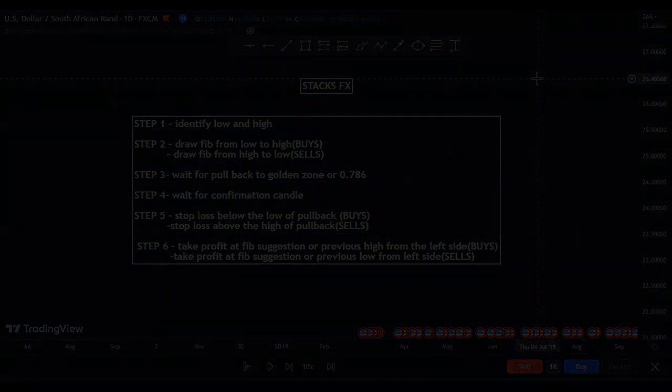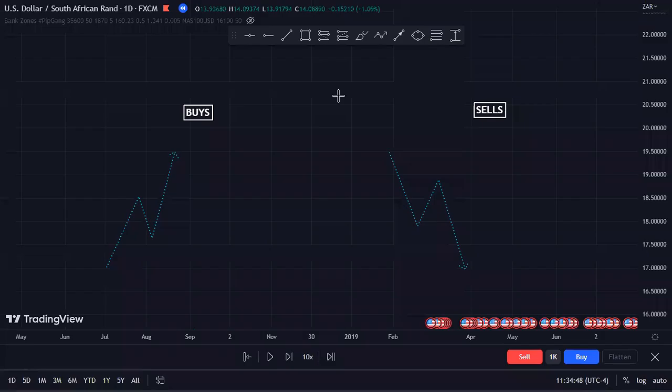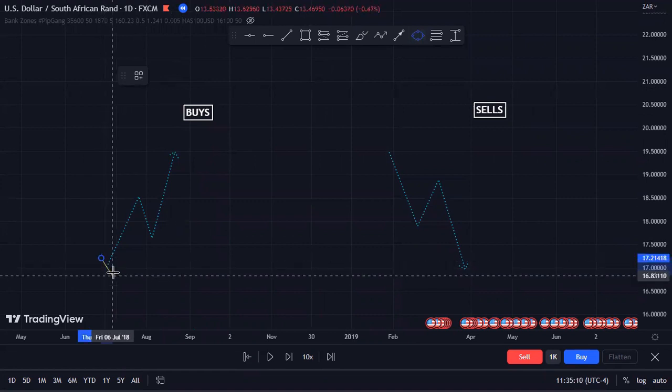So, okay, let's move down to an example I've thrown out for you guys. Right now, we're going to be looking at examples of how the Fib retracement works, following our steps. Step 1 stated that we identify our low and high. So if we're looking for buys, we identify our lows. Let me just use my ellipse. As you can see, right here is our low.